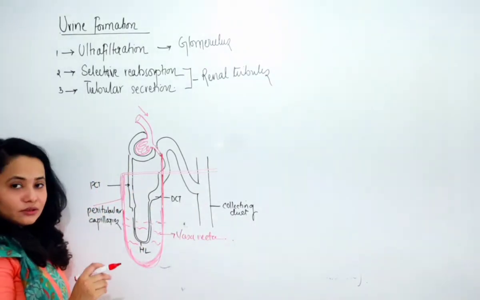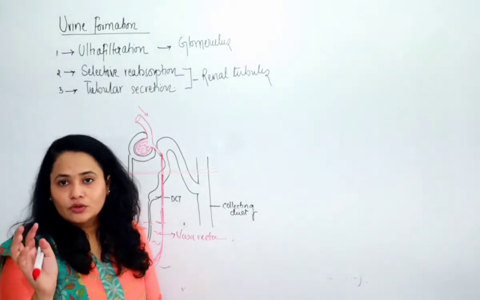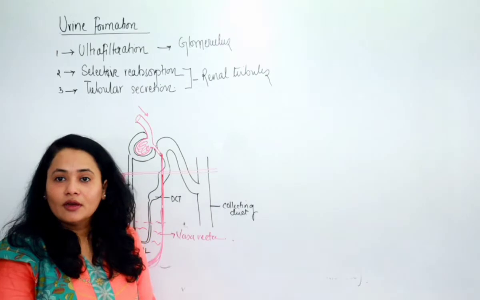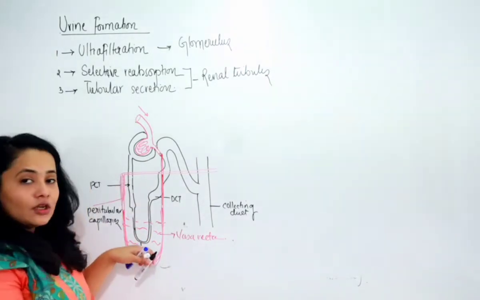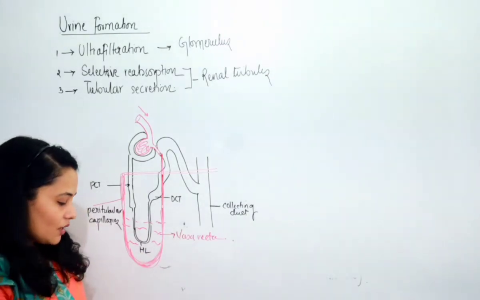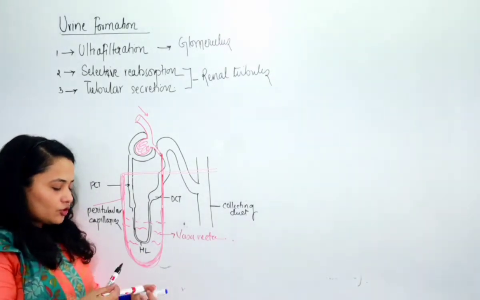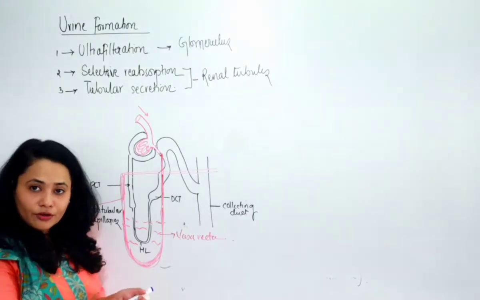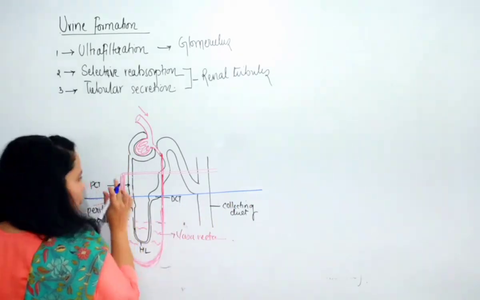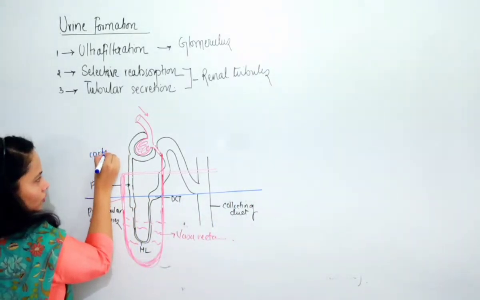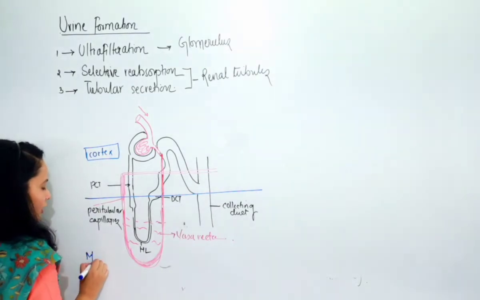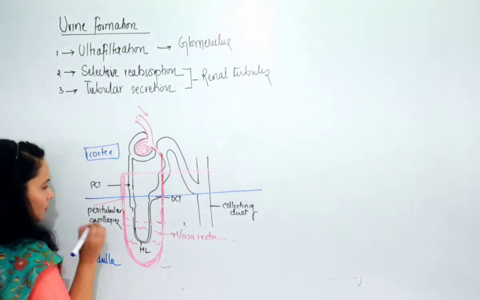So you need to remember the capillaries in two different forms. The ones which surround the PCT and DCT are known as peritubular capillaries, whereas the ones which surround the Henle's loop are known as the vasa recta. Now, let us see where which structure is located. Just an overview. This whole structure is located in the cortex part, whereas this structure is located in the medulla.